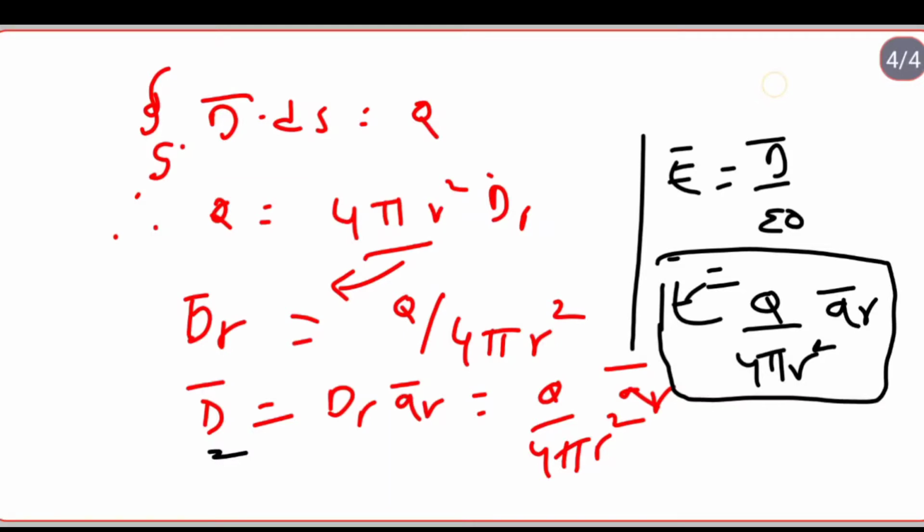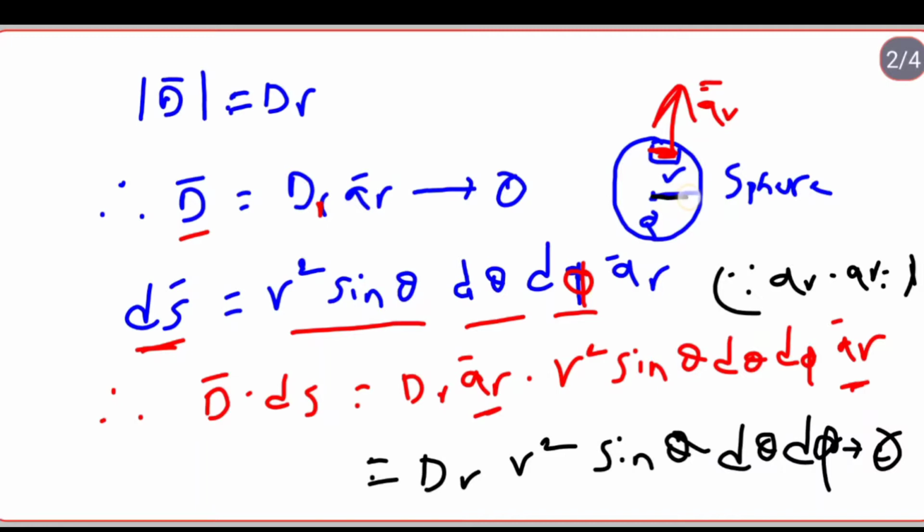Let us see what the steps involved are, for a sphere of radius r, to calculate D bar and E bar. Again, repeat that. First we consider a sphere of radius r having a charge q, the total charge inside the sphere is q. The flux density D bar in the radial direction is ar. Therefore the electric flux density vector D bar can be written as Dr ar. Make it equation number 1.